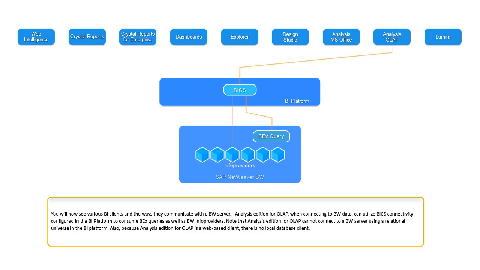You'll now see various BI clients and the ways they communicate with the BW server. Analysis Edition for OLAP, when connecting to BW data, can utilize BIX connectivity configured in the BI platform to consume BEX queries as well as BW info providers. Note that Analysis Edition for OLAP cannot connect to a BW server using a relational universe in the BI platform. Also, because Analysis Edition for OLAP is a web-based client, there is no local database client.